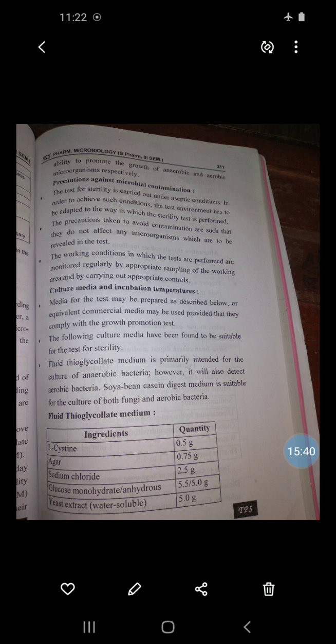The pH after sterilization should be 6.9 to 7.3. Heat in a water bath prior to use and incubate at 30 to 35 degrees Celsius under anaerobic condition.